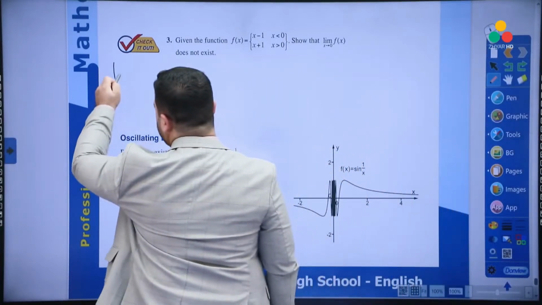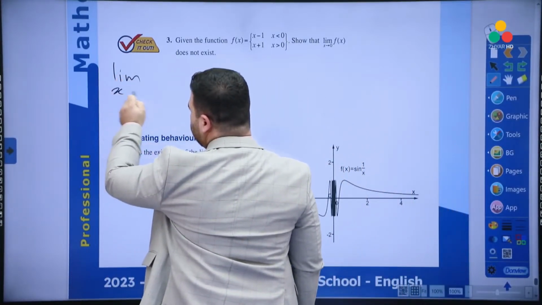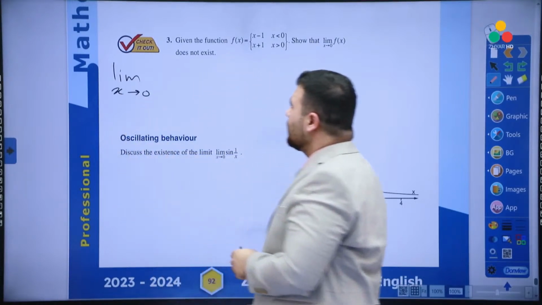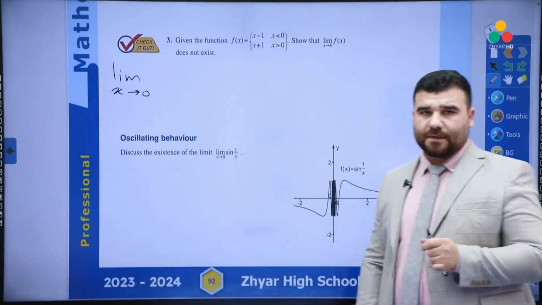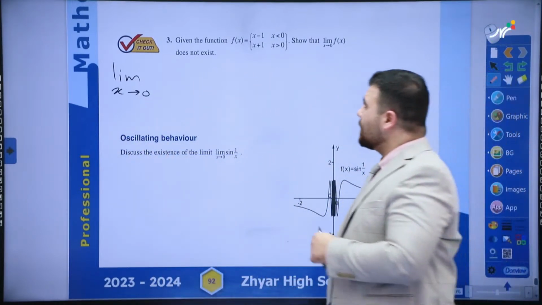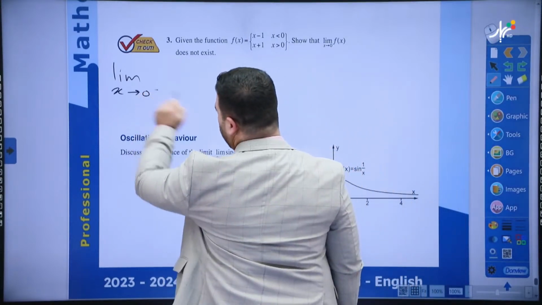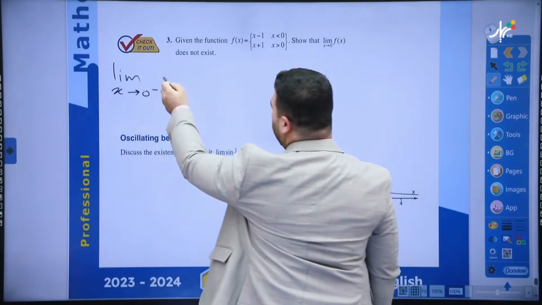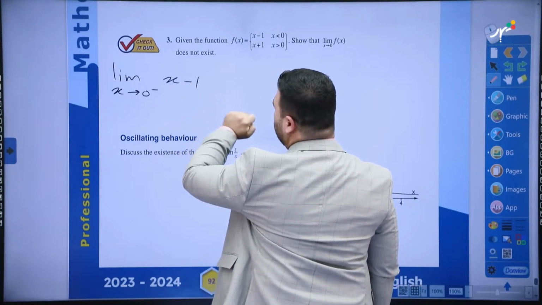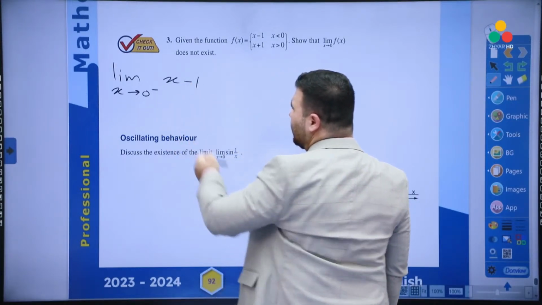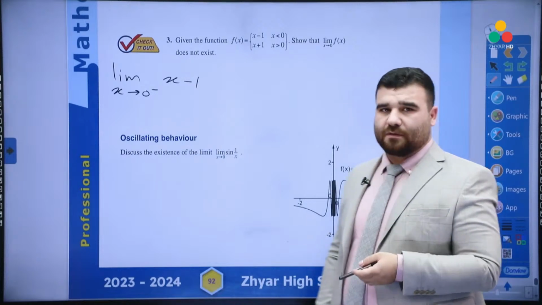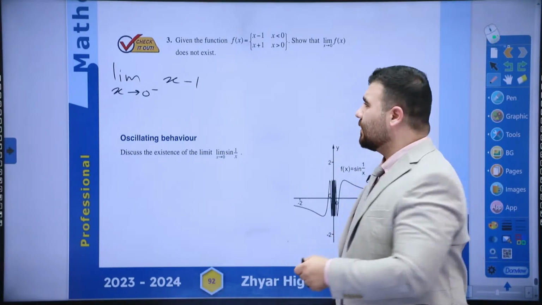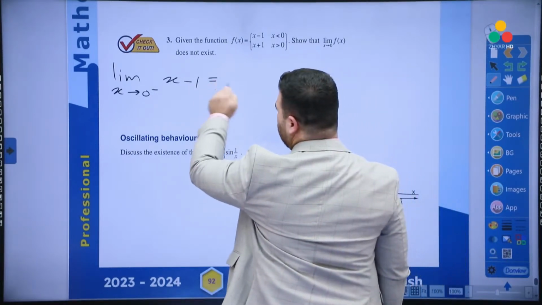Limit x approaching 0 on the left side. This little negative means left side. On the left side, I have x minus 1. Okay, if I put the 0 directly, it has no problem, it's not a fraction. It will be 0 minus 1, that is minus 1.